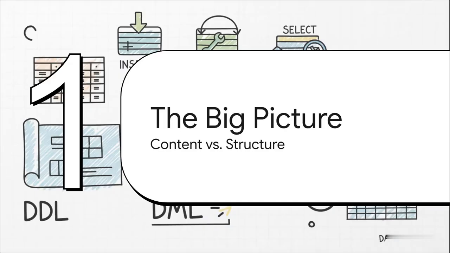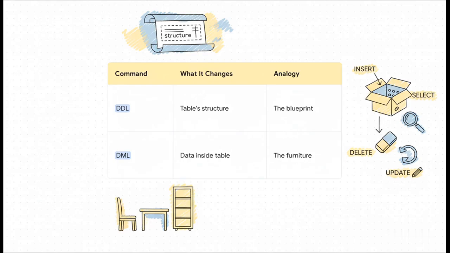Okay, so let's zoom out one last time and just recap the big picture. The main idea that we've been talking about this whole time is the difference between managing the container and managing what you put inside it. And it all comes down to this simple idea. DDL commands change the structure of the database. That's our blueprint of the house. DML commands change the data inside the tables. That is the furniture.